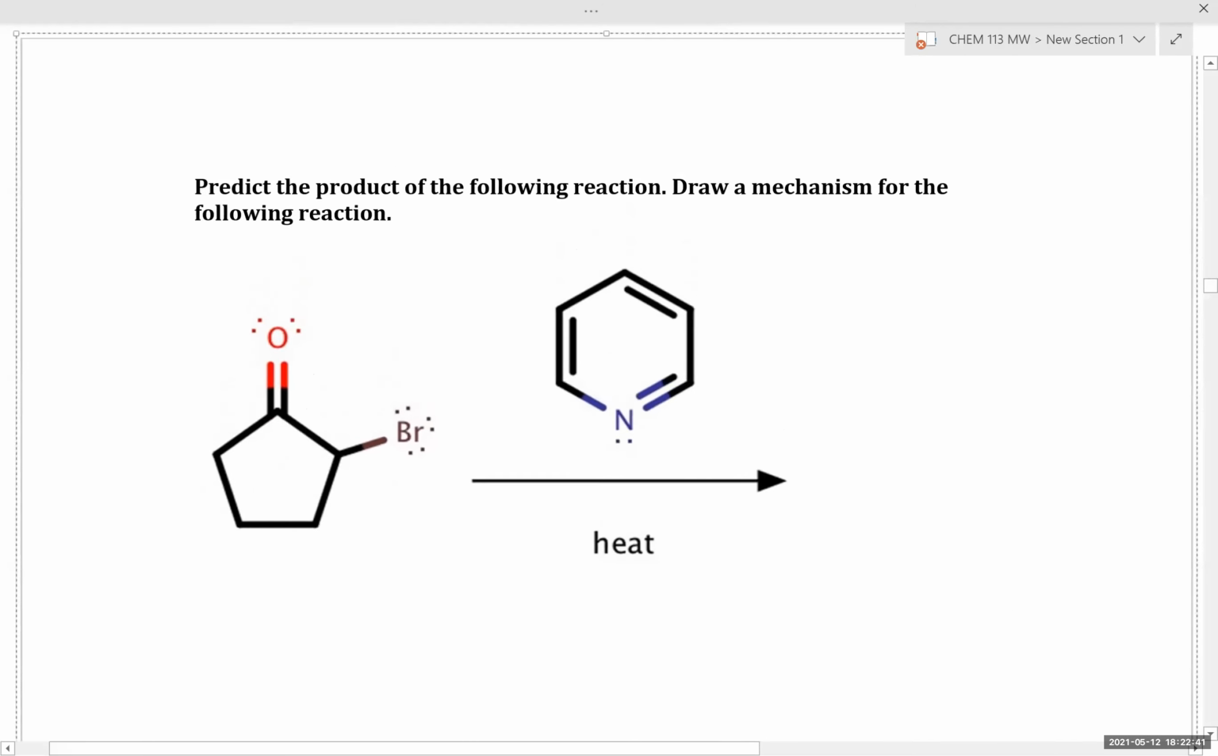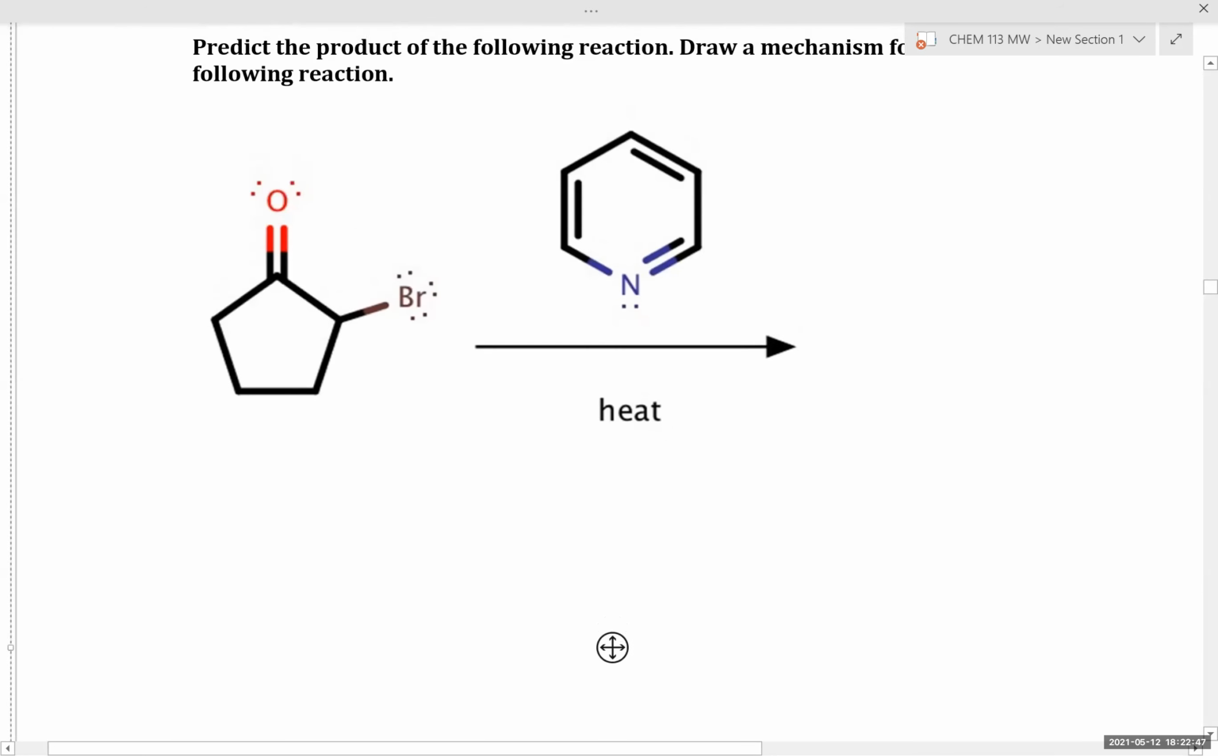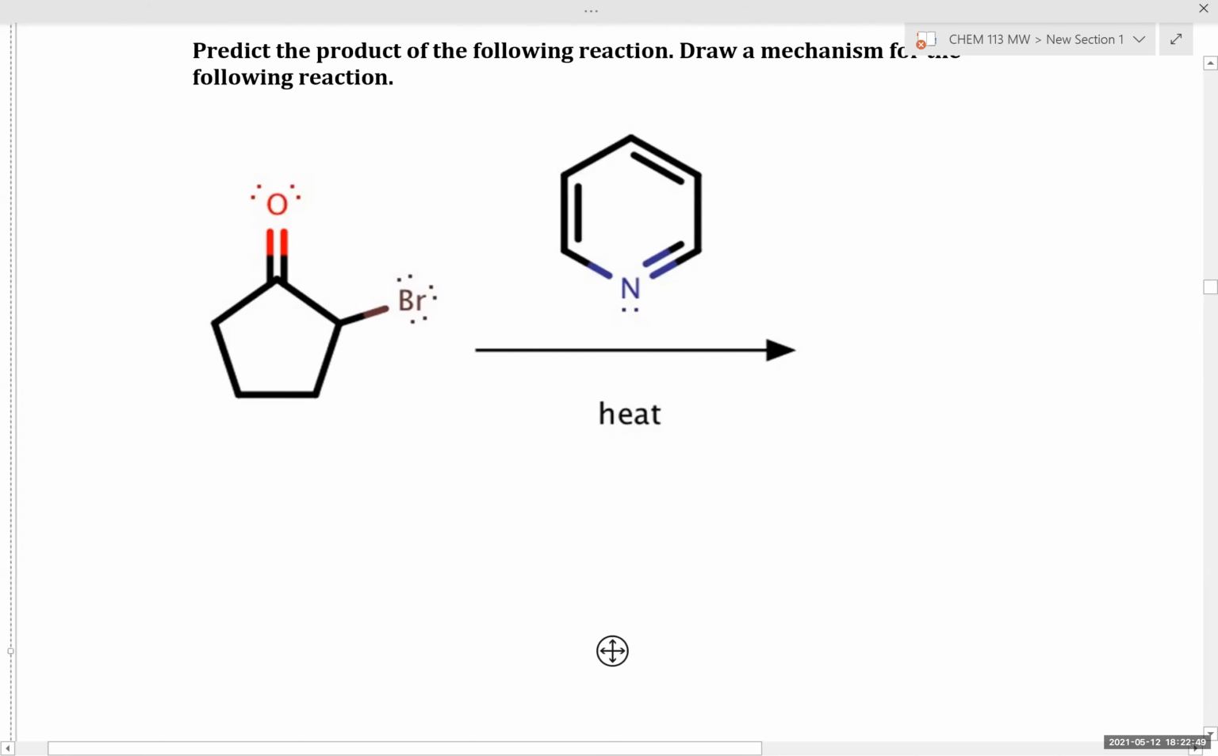So in this case, we're asked to predict the product of the following reaction and draw a mechanism for this reaction. So we're treating alpha bromocyclopentanone with pyridine and heat. I'd like us to predict the product from this reaction and then draw a mechanism. So let's work through this example over the next 3 to 4 minutes. And then I'd like students to share their proposed responses in the chat, verbally, or annotated directly onto the class whiteboard.